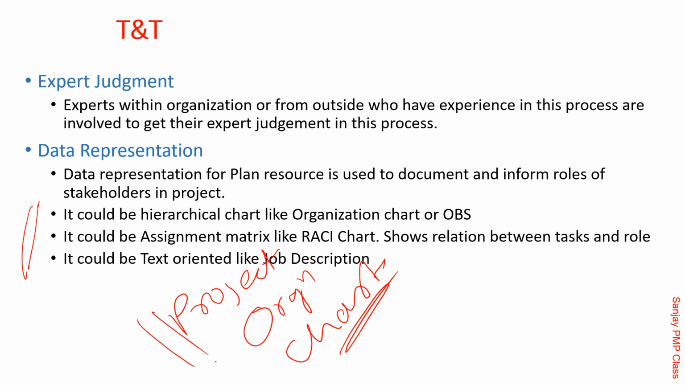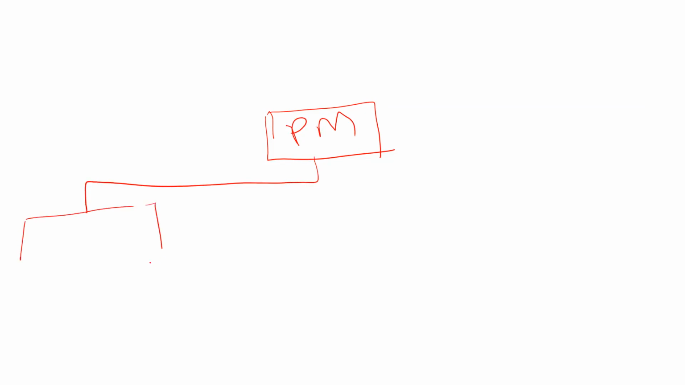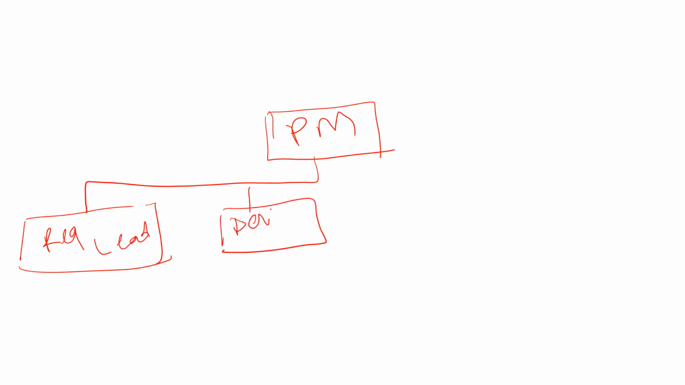But there are 3 ways: first, second, and third. Let me explain it to you using a blank paper here. The first one is called the organization chart, or OBS, or hierarchical chart. Here is you, the project manager. Then you might say that I have a requirement lead, I have a development lead, and I have a testing lead.